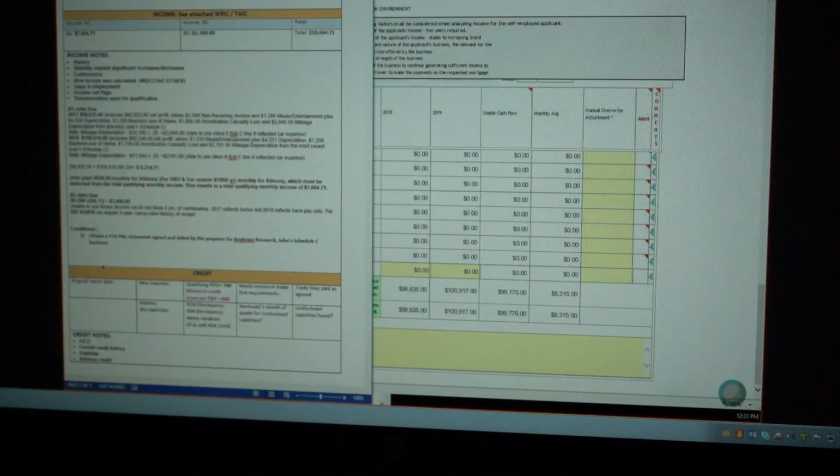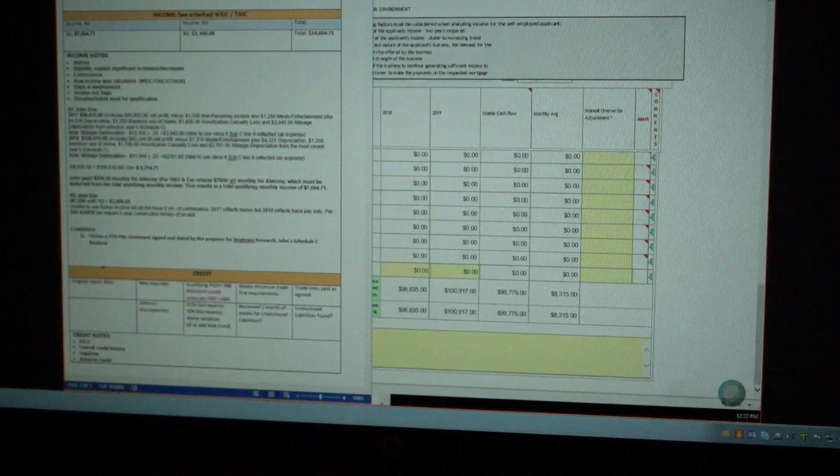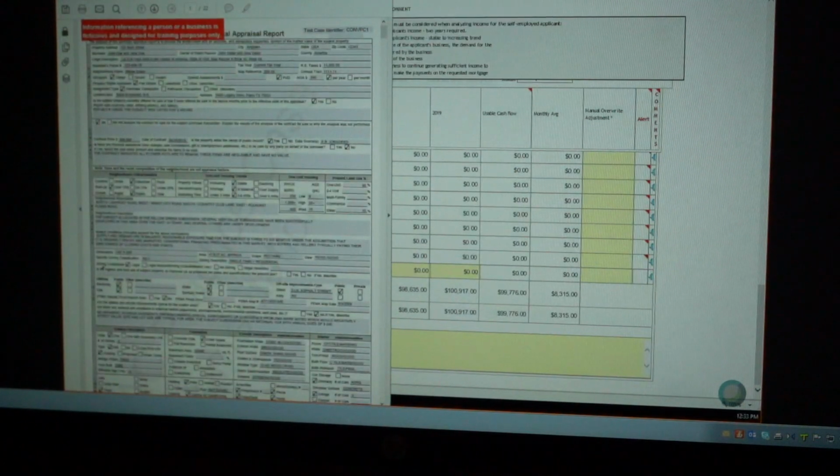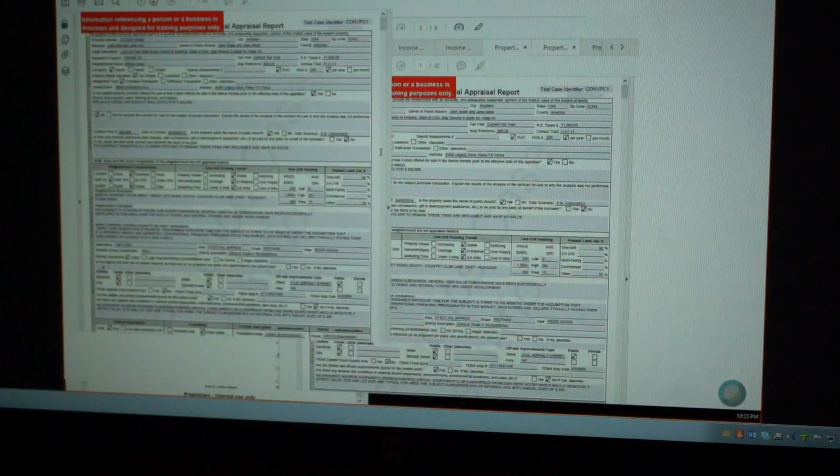So now that we calculated our income, the only thing that we have left to do is look at our appraisal. So let's look at the appraisal. Any questions so far before we open up the appraisal? Any questions at all, guys? Okay.